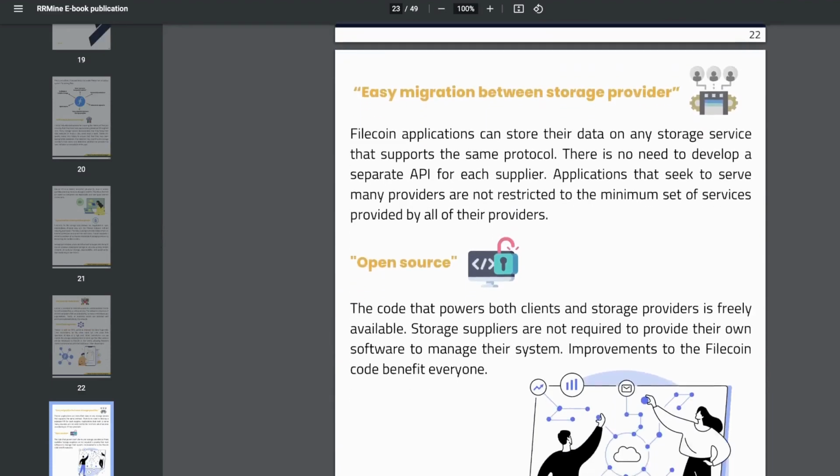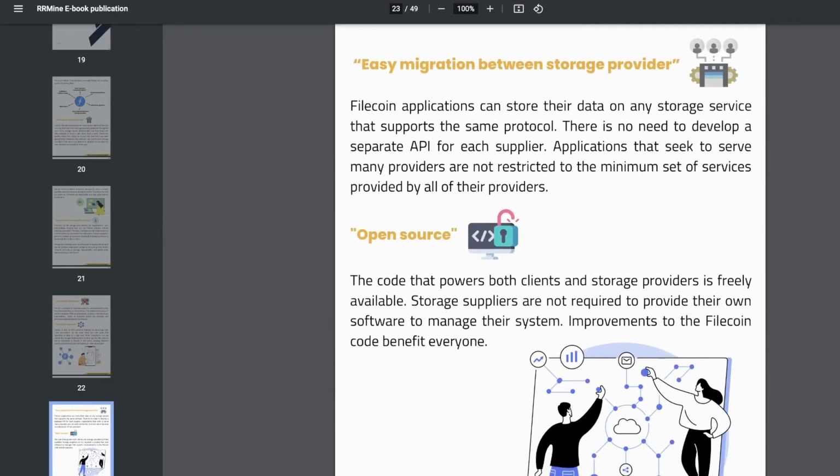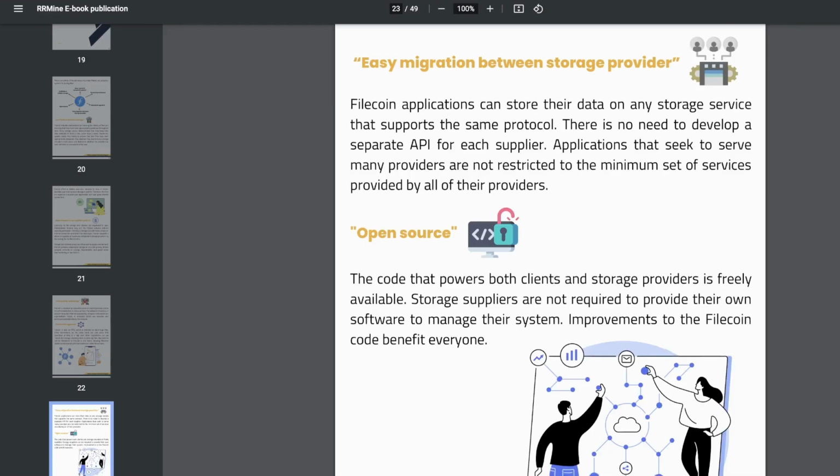Okay, easy migration between storage providers. Filecoin's applications can store their data on any storage service that supports the same protocol. There's no need to develop a separate API for each supplier. Applications that seek to serve many providers are not restricted to a minimum set of services provided by all of their providers. Okay, open source.